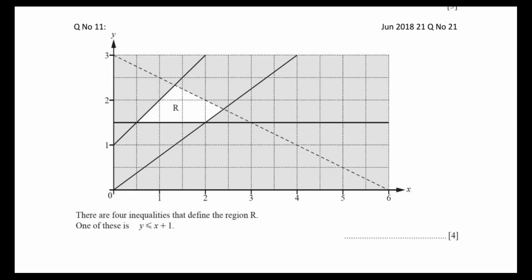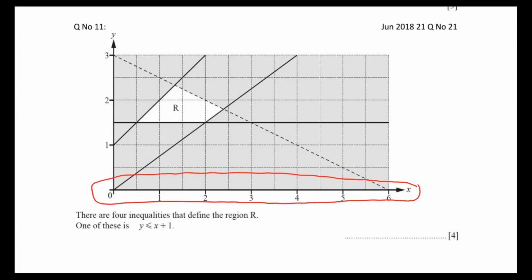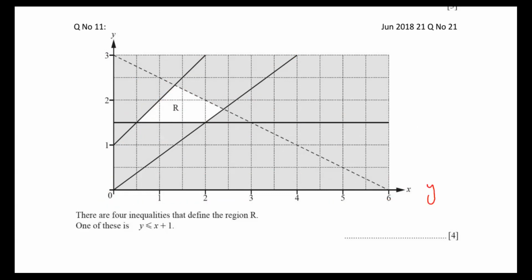First of all, I will write the equations. As I have taught many times, the equation of the x-axis is y equals 0. You can see clearly here, this is y equals 0. And this is y equals 1, confirmed because it's going through 1. This equation is y equals 2, and this equation is y equals 3.